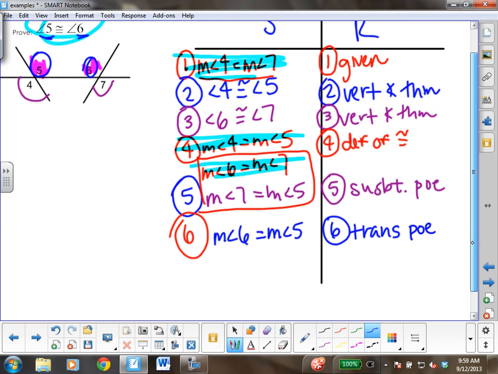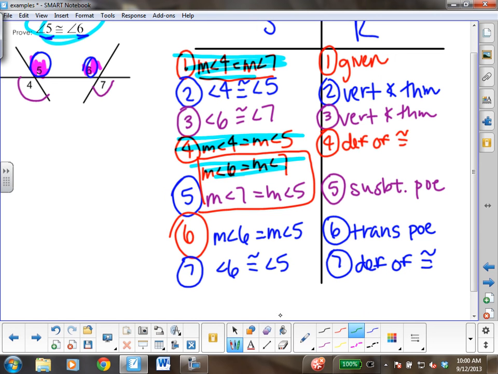Now, technically, I want to prove that angle 5 is congruent to angle 6. So I'm going to say that angle 6 is congruent to angle 5 because of the definition of congruence. And then finally, I need to alternate the order of the statement. So I'm going to say that angle 5 is congruent to angle 6 because of the symmetric property of congruence.